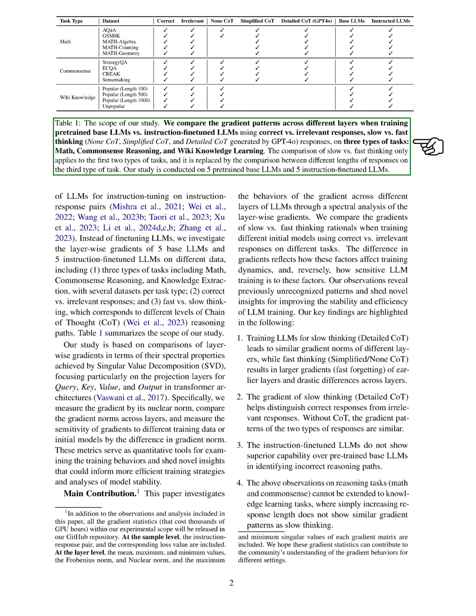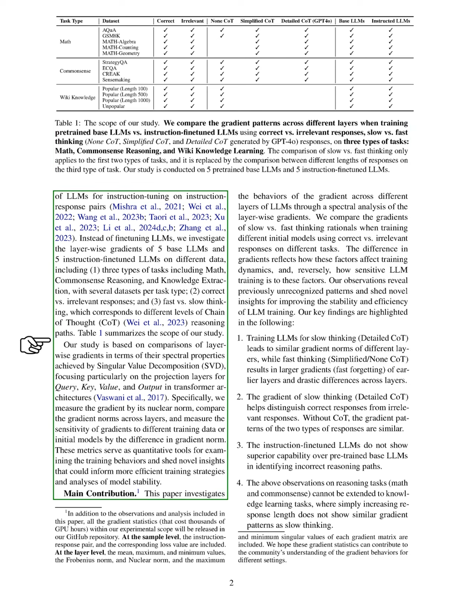Our study specifically looks at the gradients of LLMs after instruction tuning on instruction response pairs. Instead of fine-tuning, we analyze the gradients of 5 base LLMs and 5 instruction fine-tuned LLMs across various tasks, including math, common sense reasoning, and knowledge extraction. We also differentiate between correct and irrelevant responses, as well as fast and slow thinking, which relates to different reasoning paths. We focus on comparing the layer-wise gradients using their spectral properties, particularly in the projection layers for query, key, value, and output in transformer architectures.